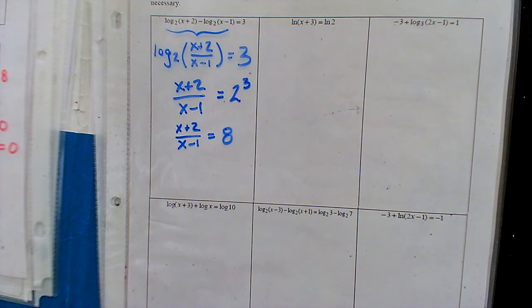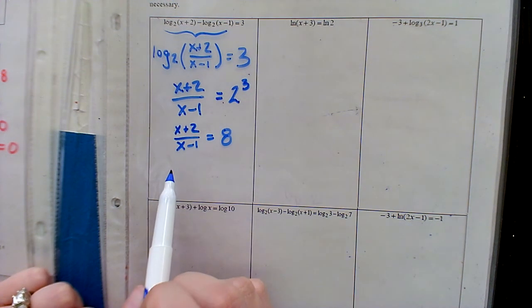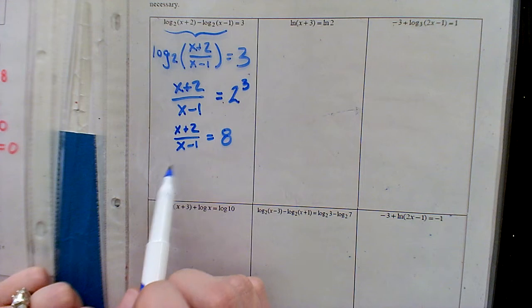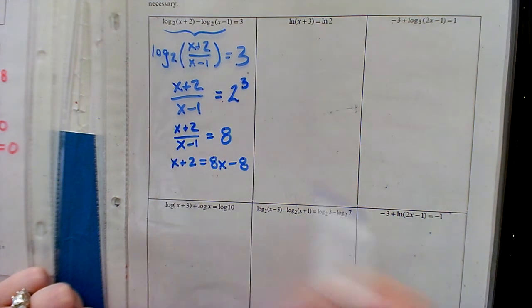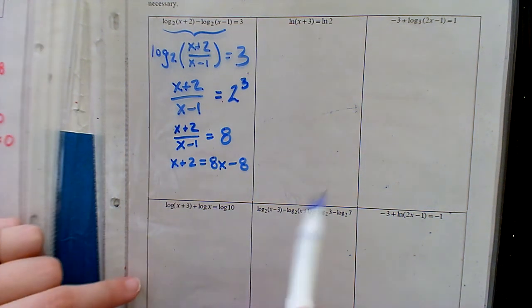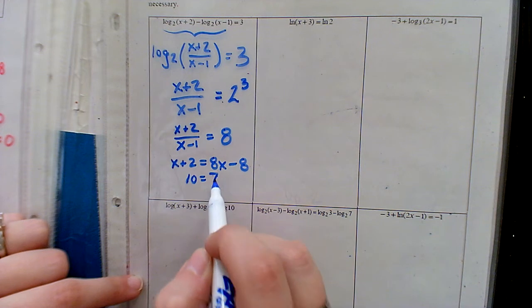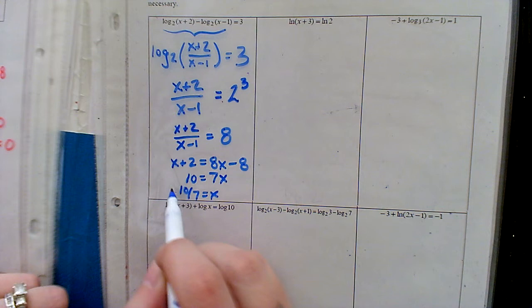Notice how the moment we converted it to an exponential, we moved the log to the other side, we should be able to use some easy algebra to go from there. What do you want to do? What do you want to multiply? You said multiply x minus 1. All right, so x plus 2 equals 8x minus 8. We got to distribute that 8. And subtract the x, add the 8. So we get, looks like 10 over 7.